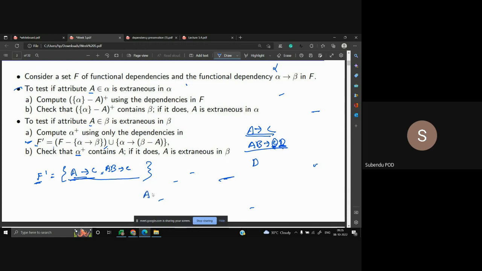Then you have to find the AB closure. So what will we get? ABC. But in the beta part, you did not find the D, right? So we cannot say that D is an extraneous attribute. So D is not an extraneous attribute. So F dash is simple, I think.